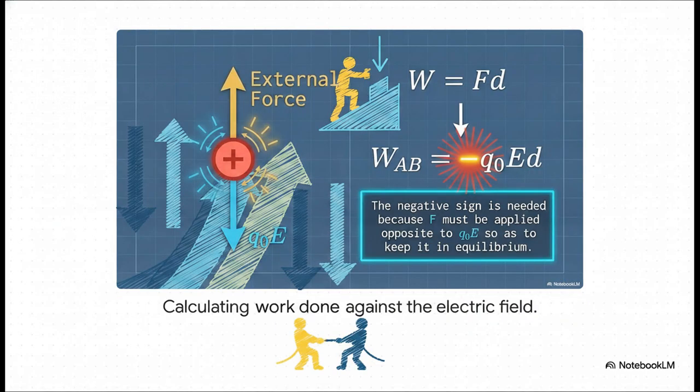And that brings us to the crucial point on this slide, that negative sign right smack in the middle of our equation. See the hand pointing out that the work from point A to point B equals negative Q0 times E times d? Why is that? Well, because that yellow external force arrow has to point directly opposite to the blue downward field arrow just to hold that charge steady. That little negative sign is literally just the mathematical translation of pushing something uphill.